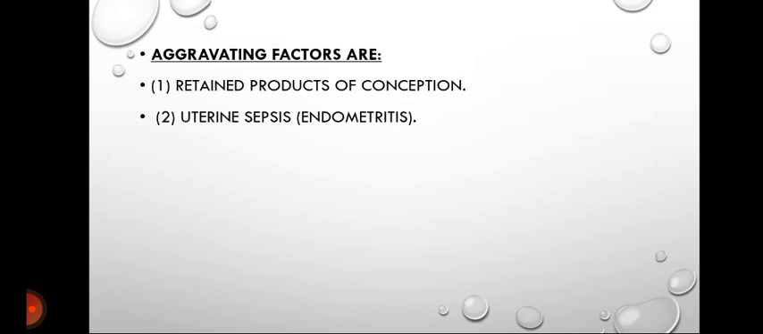Now, the aggravating factors that increase the risk of subinvolution are any retained bits of products of conception remaining inside the uterus. Then if there is any infection of the uterus, such as endometritis, that may cause subinvolution of the uterus.